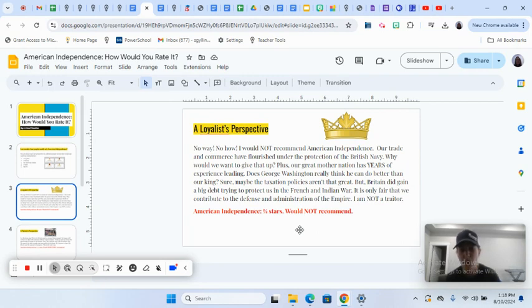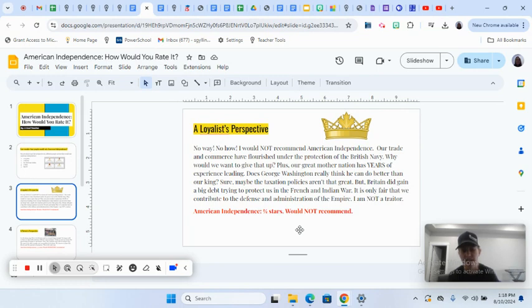No way, no how. I would not recommend American independence. Our trade and commerce have flourished under the protection of the British Navy. Why would we want to give that up? Plus, our great mother nation has years of experience leading. Does George Washington really think he can do better than our king?